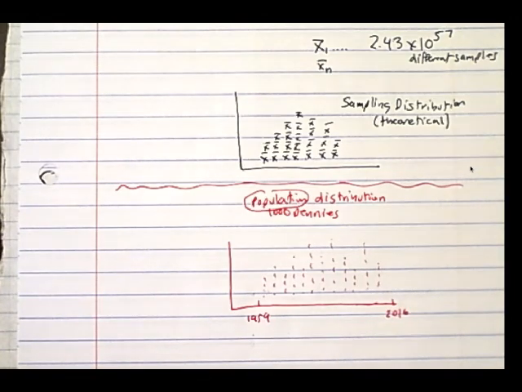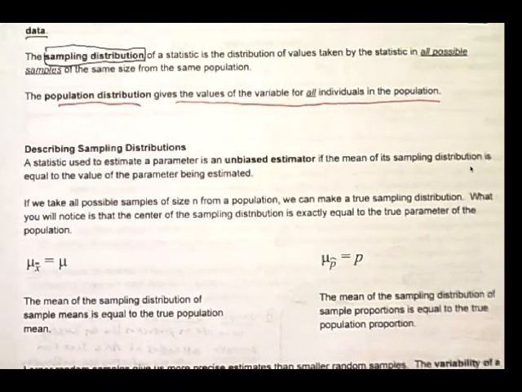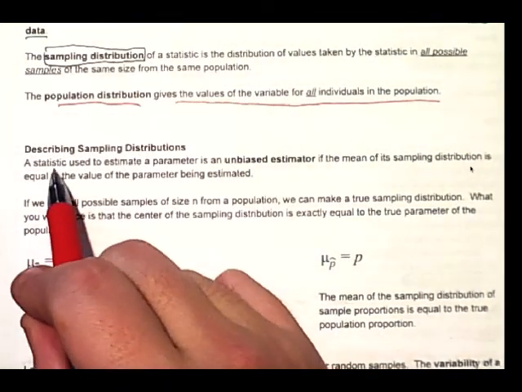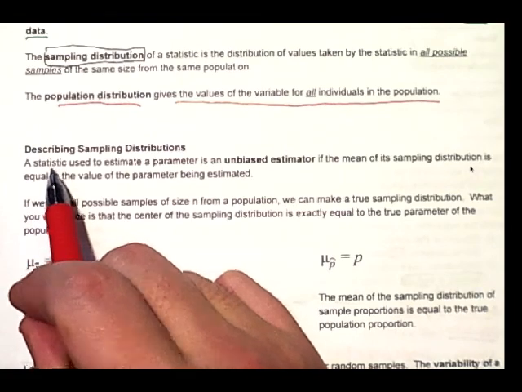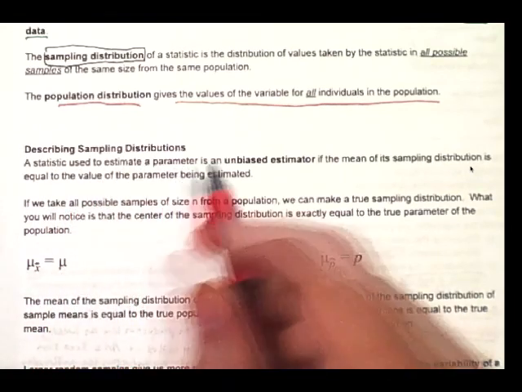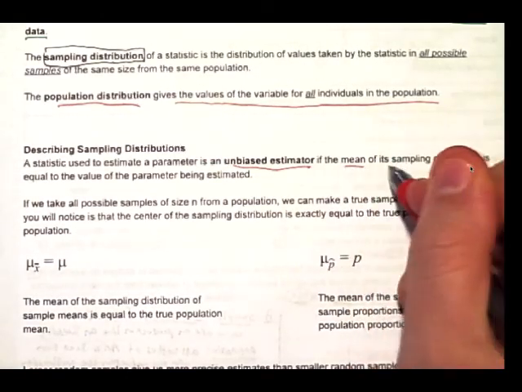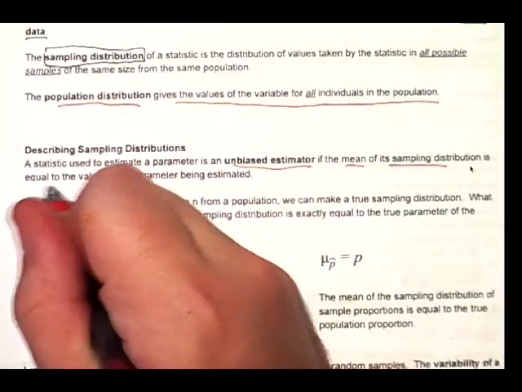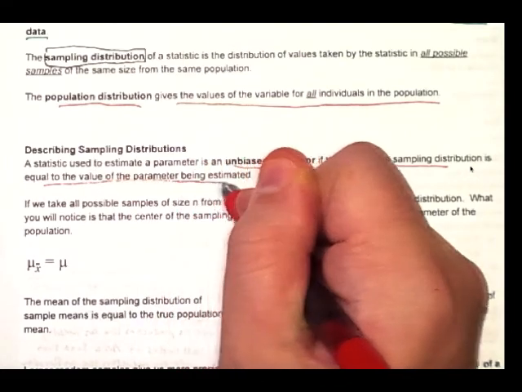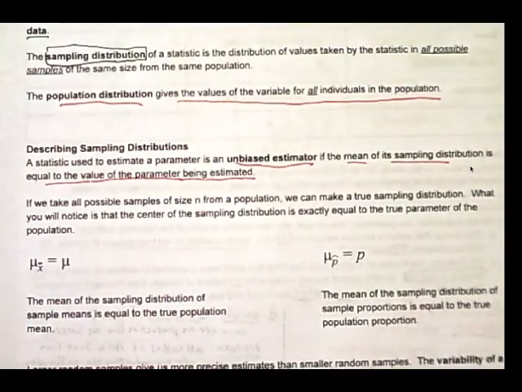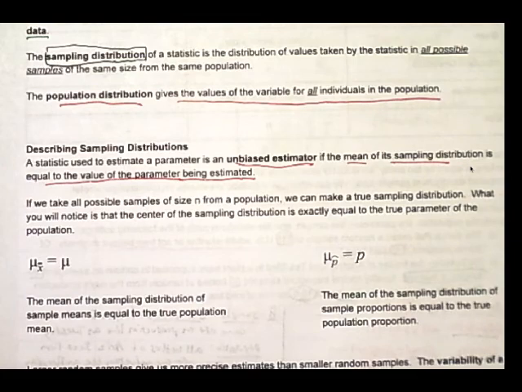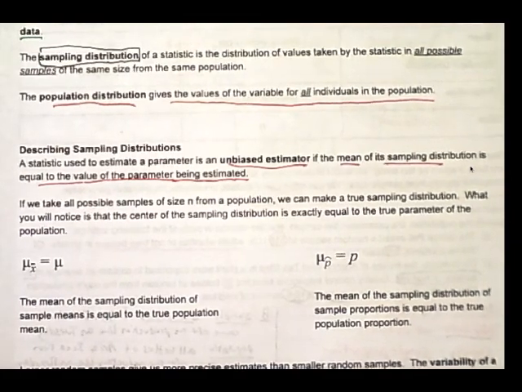So let's keep going on this train here. It says describing sampling distributions. It says a statistic, which is something we get from a sample, used to estimate a parameter is an unbiased estimator if the mean of its sampling distribution is equal to the value of the parameter being estimated. And we're going to talk a little bit more about what that means.